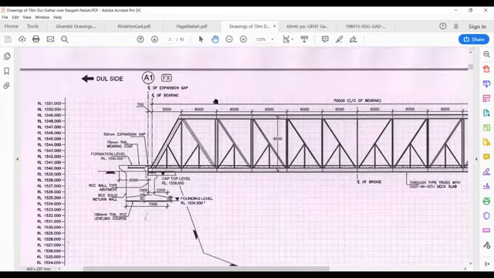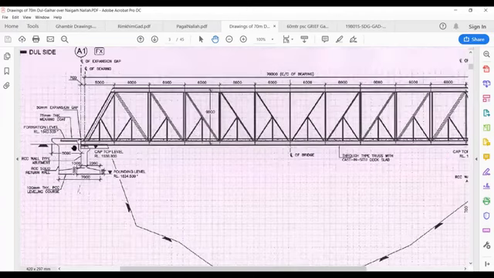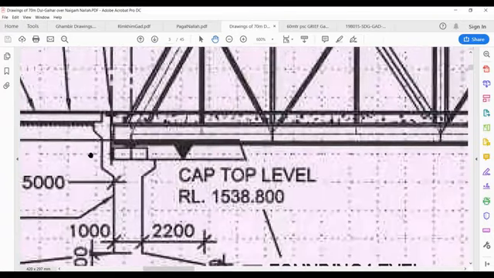So trusses are simply supported beams, which means that one support is fixed and the other support is free. You getting it? And that is why it is written as fixed here and free here. So how do we maintain fixed or free? That is done through the bearing.